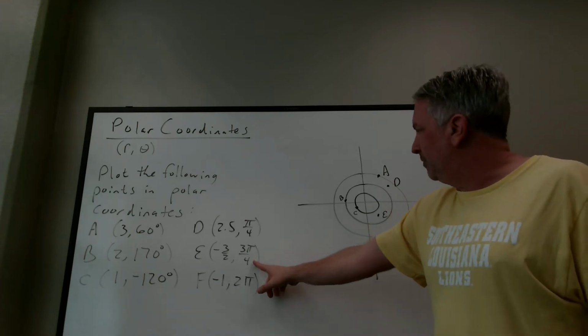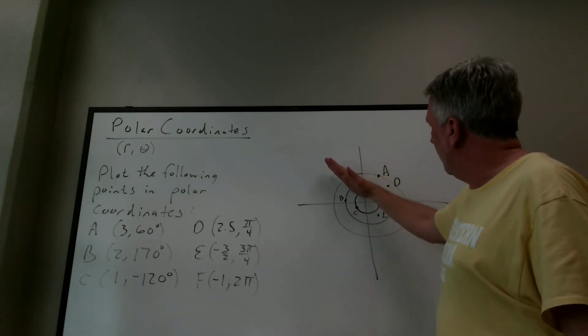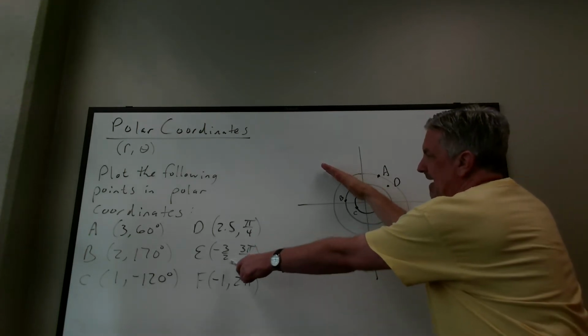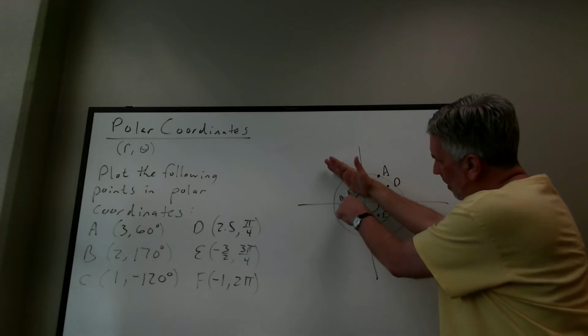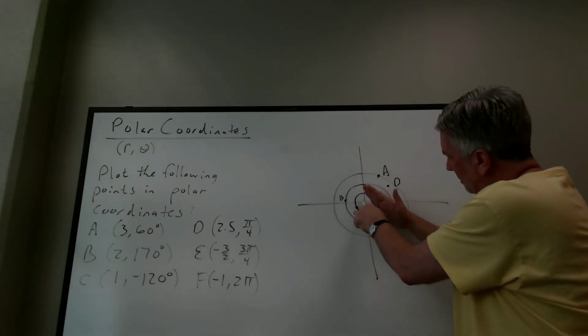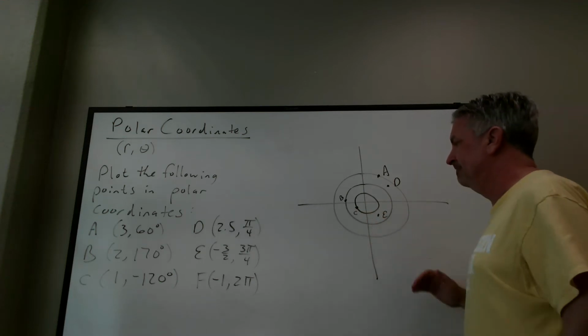Let me do that one again. So you rotate to 3 pi over 4, which is the angle with terminal side in the second quadrant here. If this were positive 3/2, I would have gone 1.5 this way. But since r is negative, you go the opposite direction. So I go 1.5 this way.